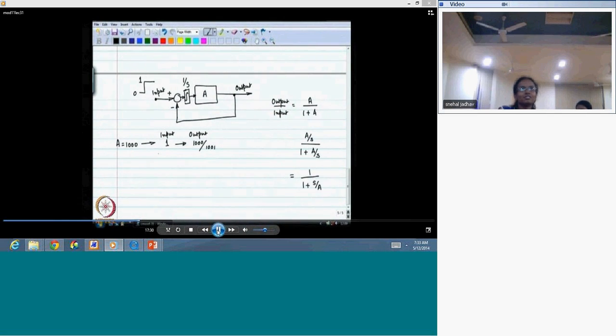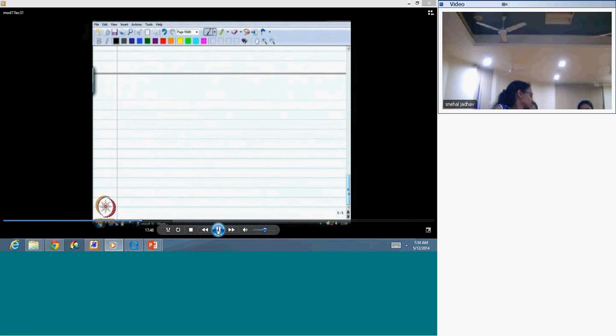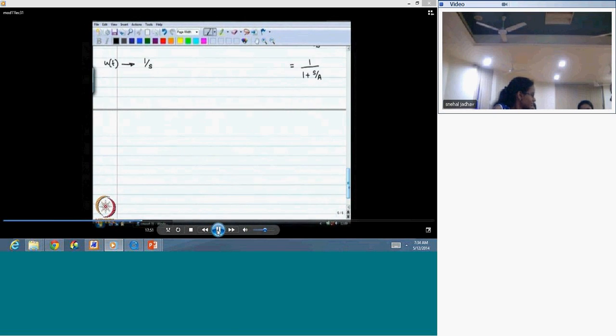Your input is u of t. The input is 1 by s. So input is 1 by s, your transfer function is 1 by 1 plus s by A. Then the response is going to be 1 by s times 1 by 1 plus s by A. So this is y.